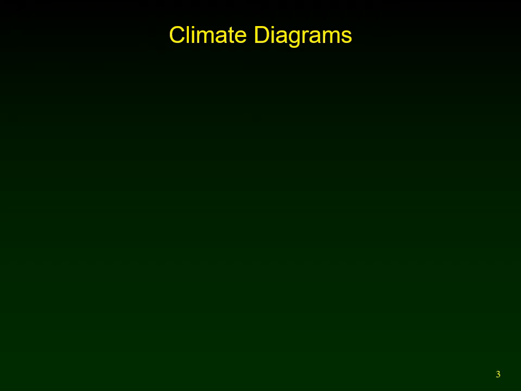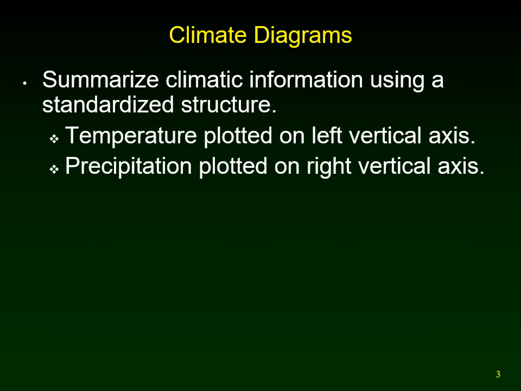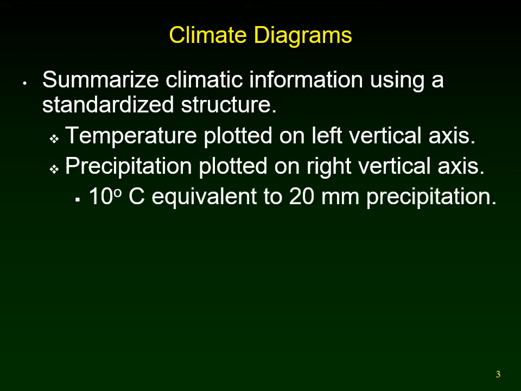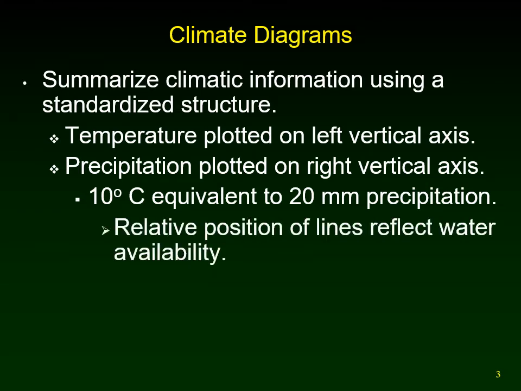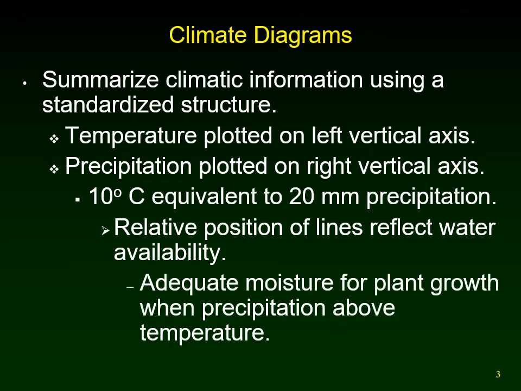Diagrams have a standard structure where we have temperature on the left vertical axis and precipitation on the right vertical axis. And they are scaled so that a 10-degree increase in temperature on that axis is the same height on the graph as 20 millimeters of precipitation. That is because for every 10 degrees Celsius increase in temperature, plants are going to need 20 millimeters more water in order to survive and do their photosynthesis.